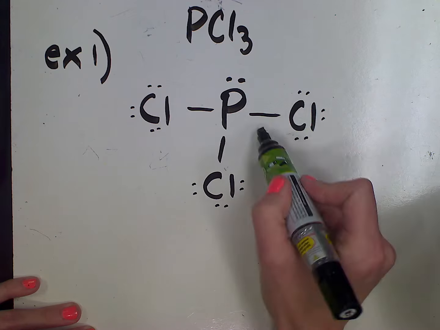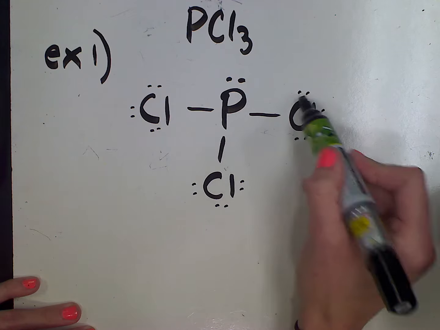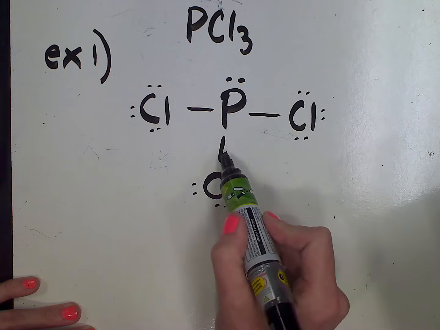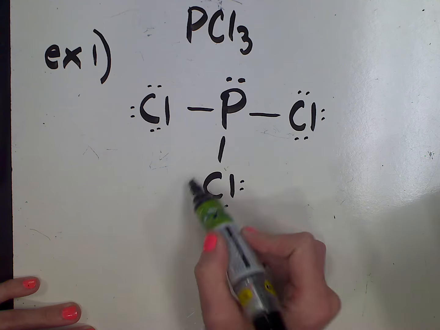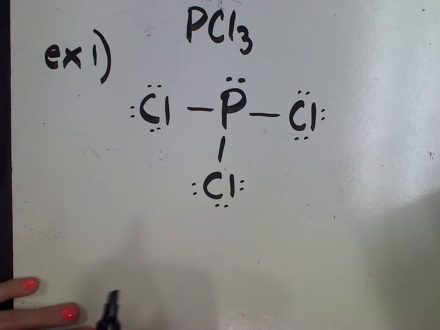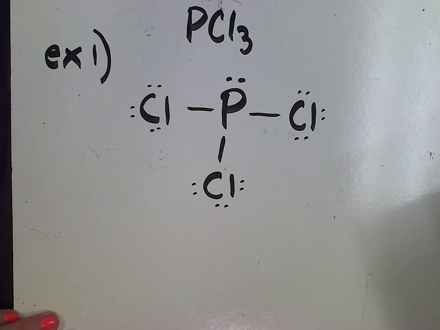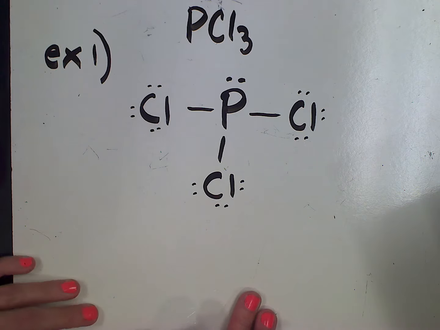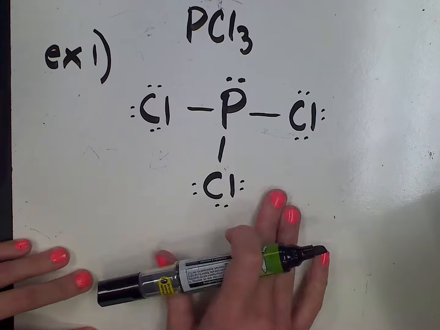Chlorine has 2 in the bond, then 3, 4, 5, 6, 7, 8, and the same for each chlorine. So I've completed the octet for all of my elements already, and so this is a complete Lewis structure. So this is the done, finished, complete Lewis structure for PCl3. Okay, so pretty straightforward. Some of these are actually going to be that easy. Otherwise, it takes a little bit more work, so let's move on to another example.